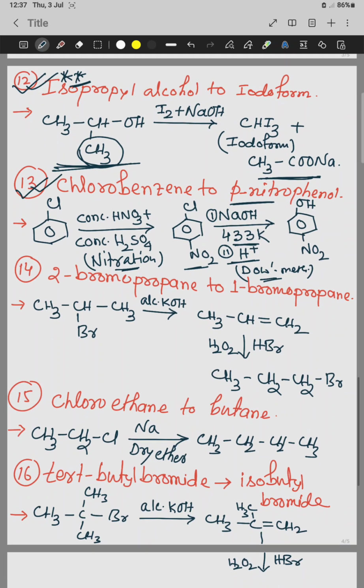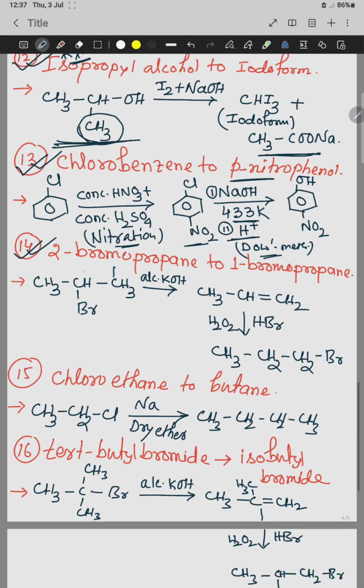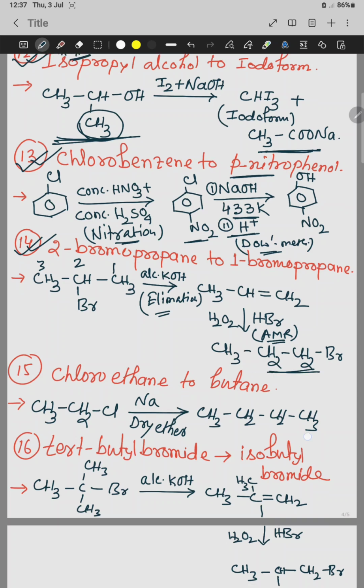Clear? Okay, so the next one is 2-bromopropane to 1-bromopropane. This is our 2-bromopropane, and when we do the elimination reaction by using alcoholic KOH, we will get propene. After that we will apply the anti-Markovnikov rule, so we will get our desired product, that is 1-bromopropane.